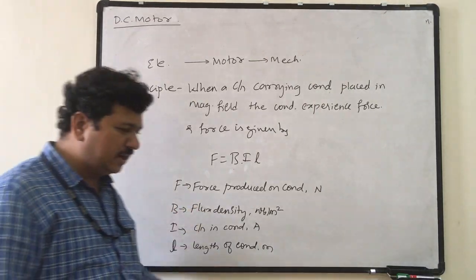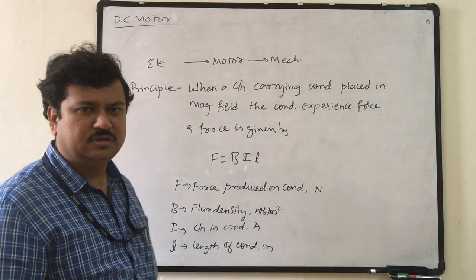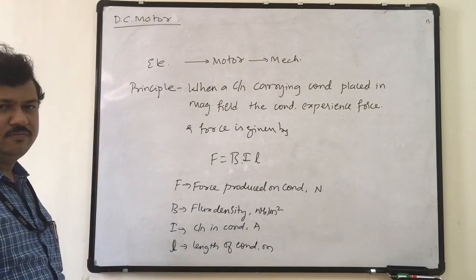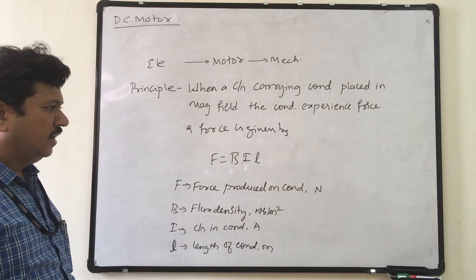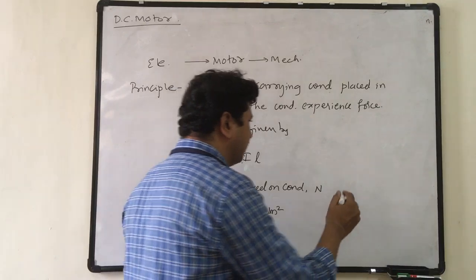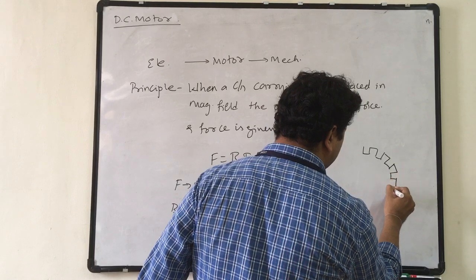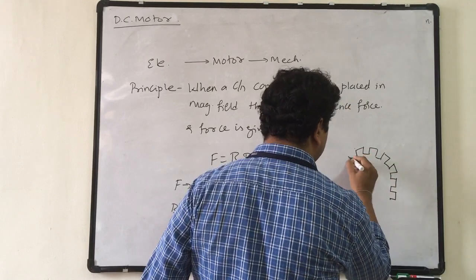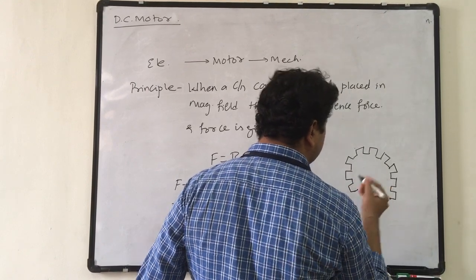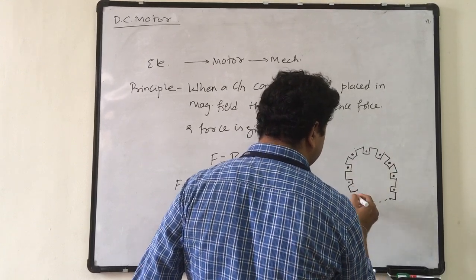Now, I know that in a motor the conductor has to rotate in circular direction. It should not simply move in a linear displacement way, it has to rotate about the fixed axis. Now how will be the force exerted on each conductor? There are so many conductors in the armature. So this is my armature of DC motor, and I have these many conductors placed in the slots.